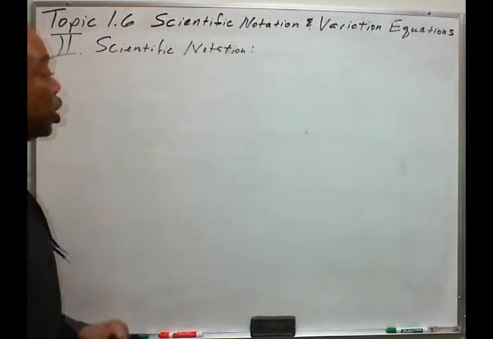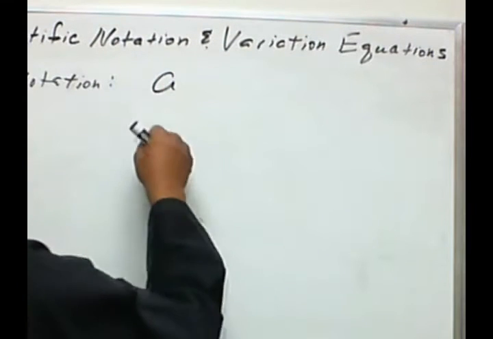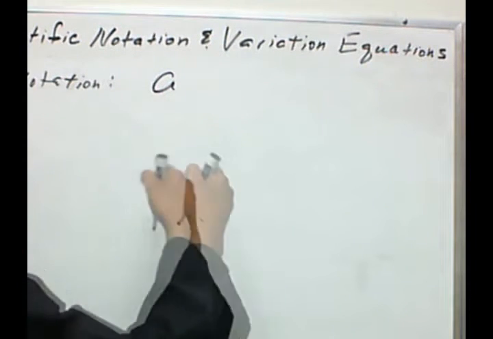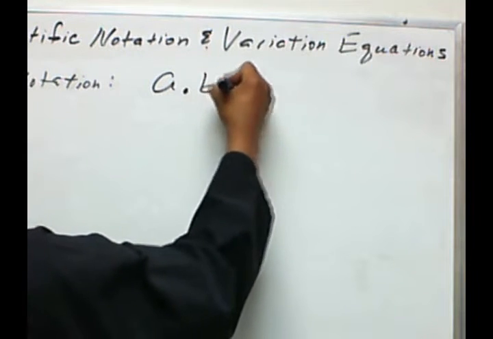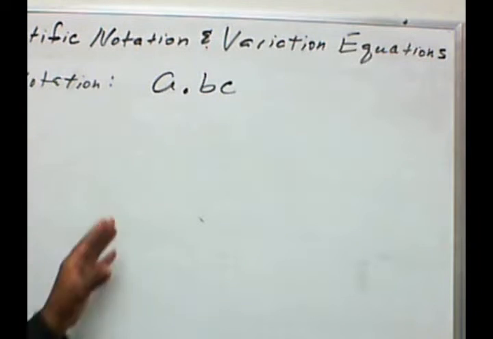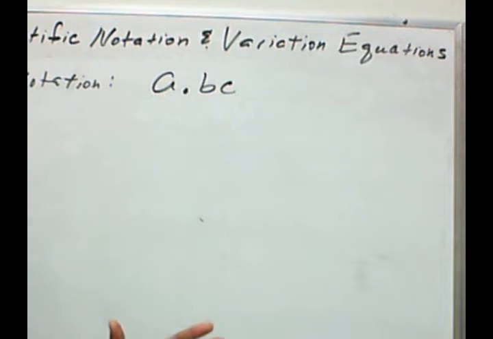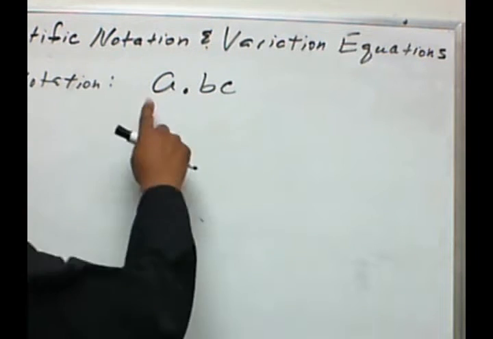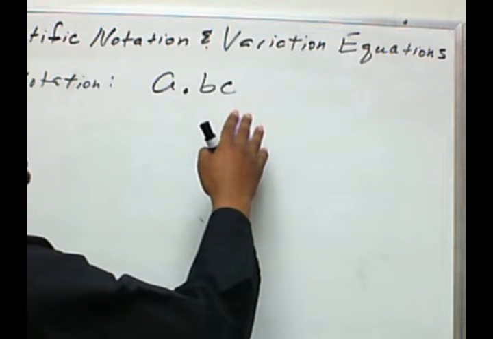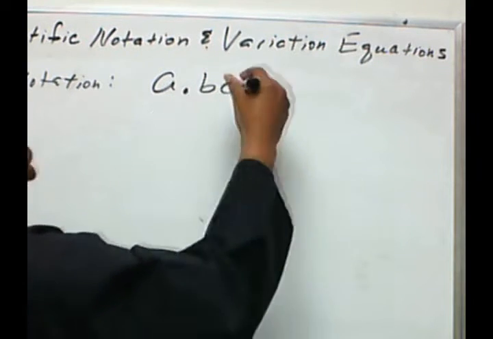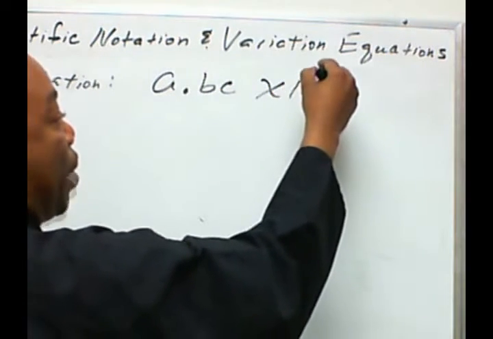Scientific notation. Scientific notation is the idea that we have a number 1 through 9 followed by a decimal, and all the rest of the numbers go behind the decimal. But again, a single number 1 through 9 is followed by the decimal. Once you have this, you're working with scientific notation. In order to get the decimal here, we have to move the decimal and gain or lose some power of 10.